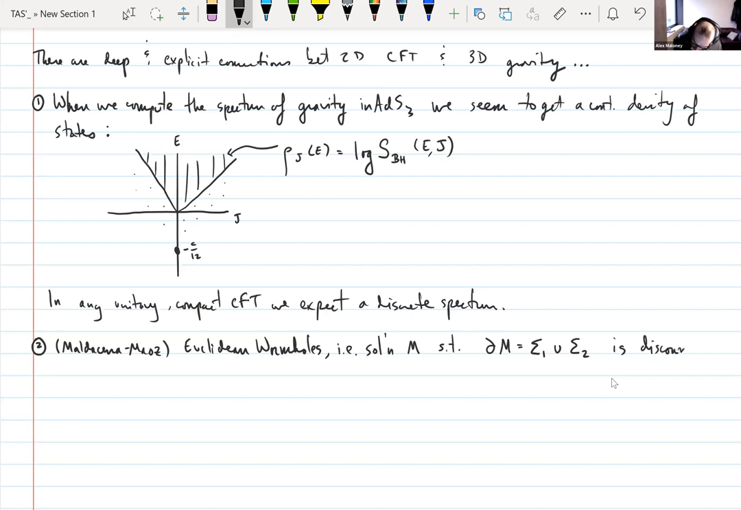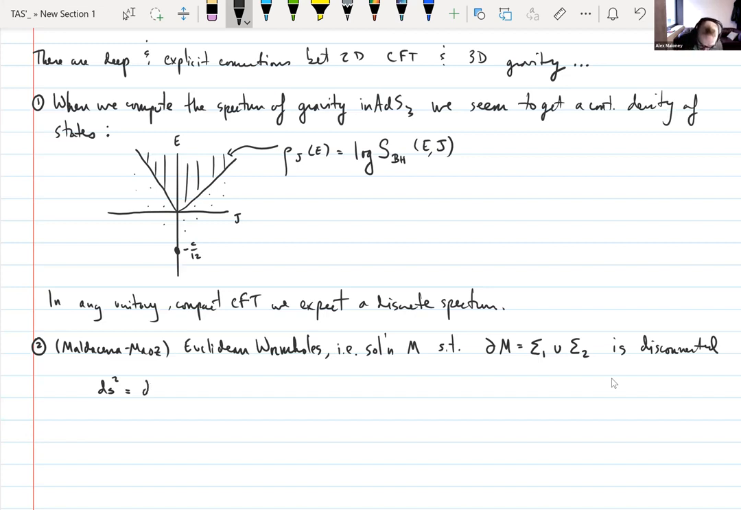So in particular, these are geometries which have multiple disconnected boundaries in Euclidean signature. Okay. So one nice feature of three-dimensional gravity is that such Euclidean wormhole solutions are very easy to construct. In higher dimensions, these Euclidean wormhole solutions are actually rather tricky to construct. They require adding extra sorts of matter and stuff like that. But it turns out that in three-dimensional gravity, they're more or less universal.